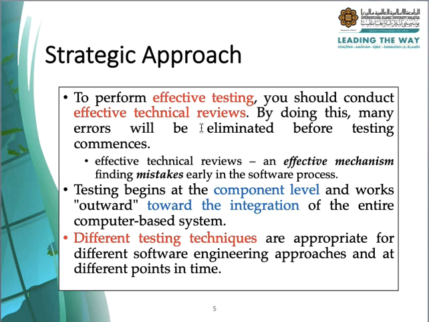What are effective technical reviews? Effective technical reviews are an effective mechanism for finding mistakes early in the software process, meaning they go along with the process of software development. Okay, and testing begins at the component level and works towards integration. It starts from the smaller to the larger. Different testing techniques are appropriate for different software engineering approaches and at different points in time.